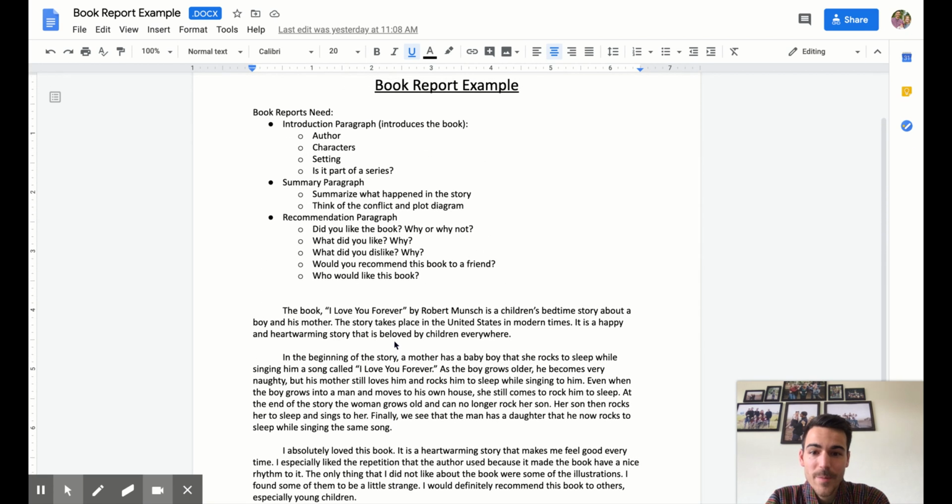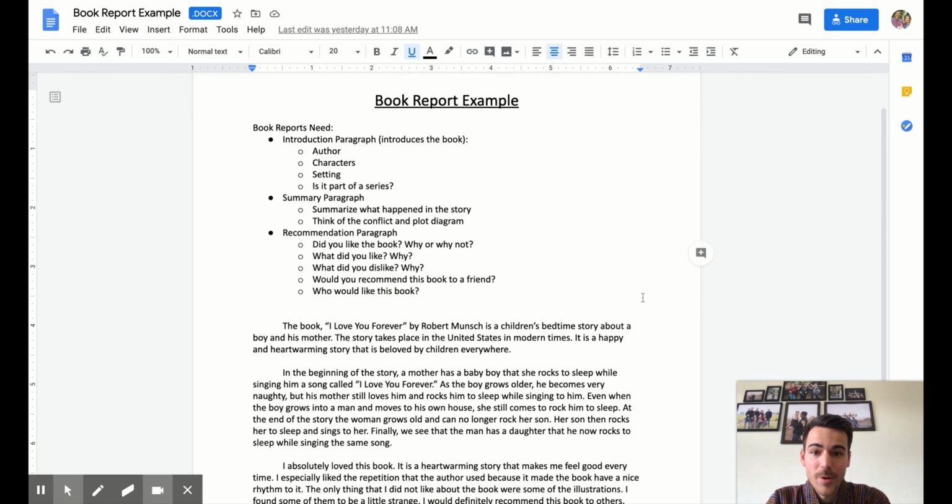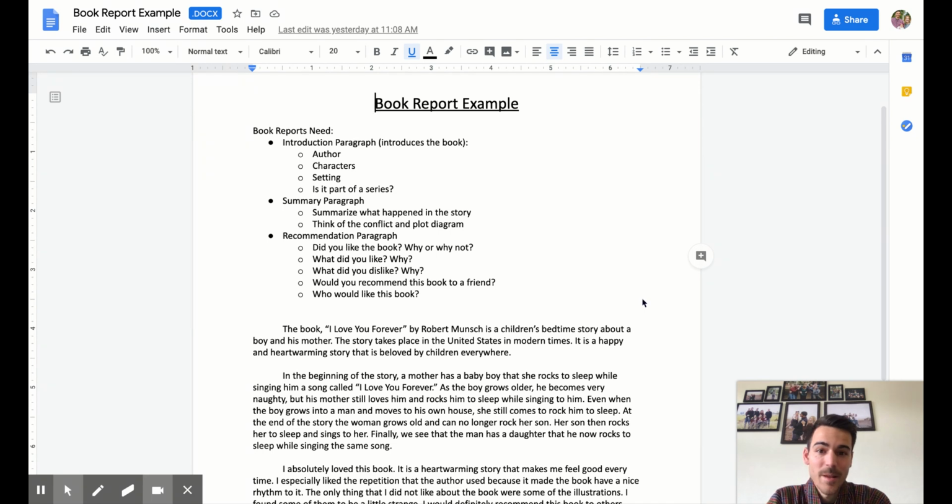All right, so those are your 3 paragraphs you need in a book report. Your book report could be on any book that you've read. And there's also one task, I think, that's just a summary paragraph. So exact same as what we just talked about here, but without the rest of the book report, it would just be this summary paragraph, the second paragraph in here.